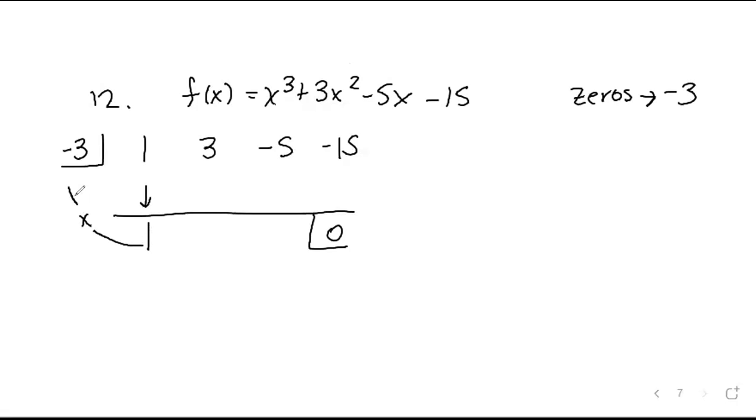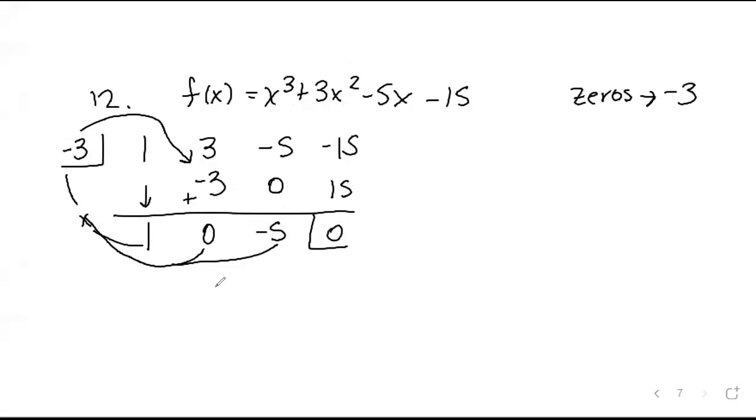1 times -3 is -3. You add those things together and get 0. 0 times -3 is 0. You add that together and get -5. -5 times -3 is +15. When you add that together, you get 0.